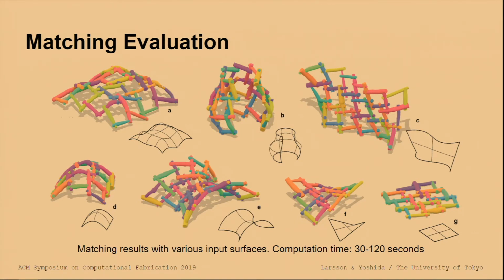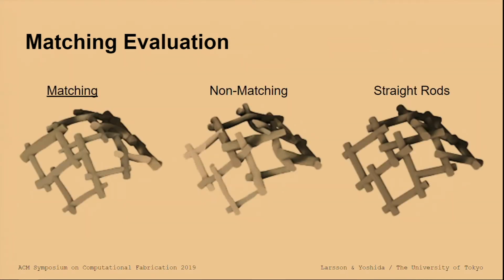And you might wonder, what would it look like without this matching algorithm? So to have something to compare to, the first one is with the matching algorithm. The second one, we select a branch that does not match the surface. And in the third one, we use only straight rods representing engineered wood. And of course, only with diversely curved branches and the matching algorithm do the branches actually follow the surface, resulting in tight intersections.